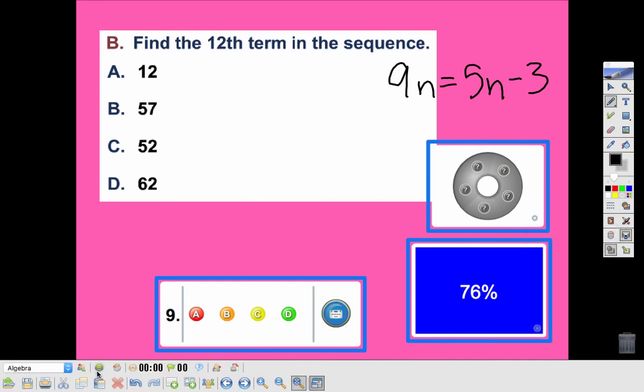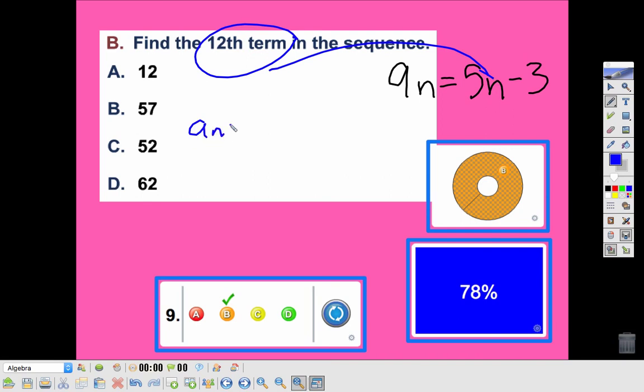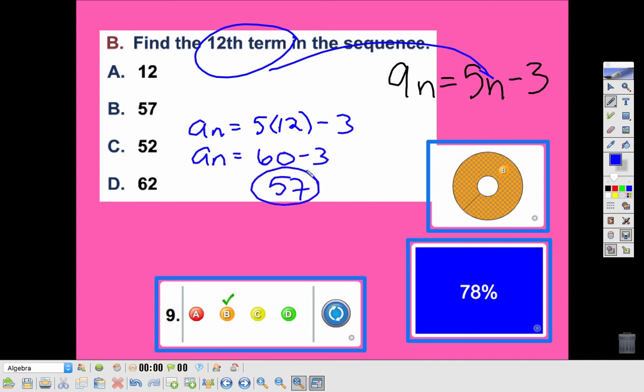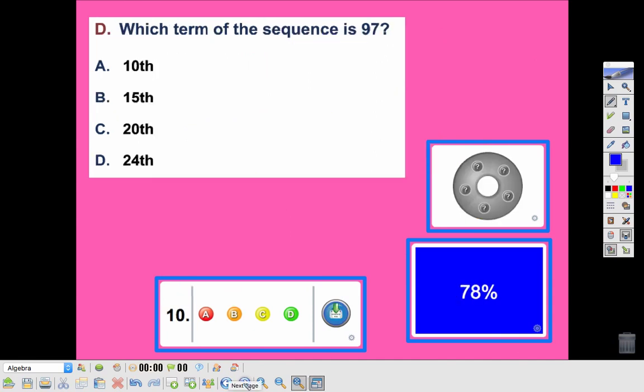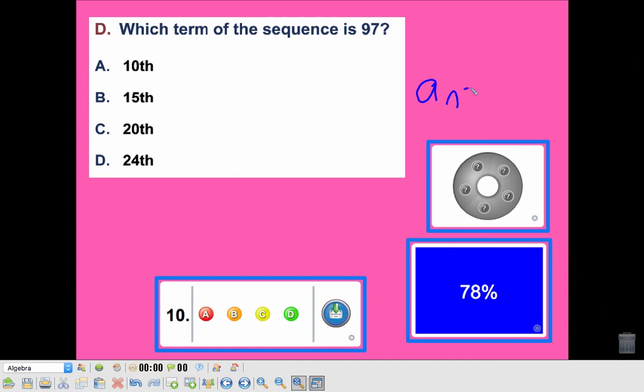Yeah. Okay, so now we're using that formula to find the 12th term in the sequence. So you're trying to find the 12th term. You have to remember that n is your term. So a sub n equals 5 times 12 minus 3. So that's 60 minus 3, which is 57. Okay?